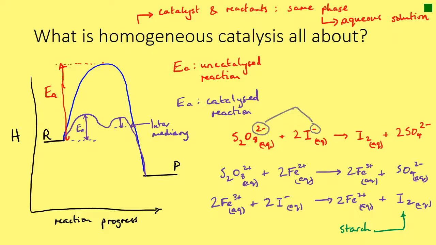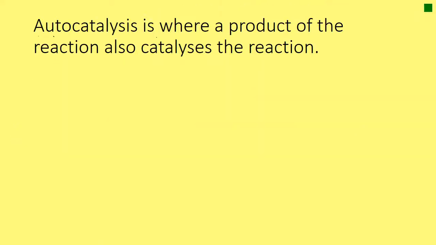Okay, so that's the first example of homogeneous catalysis. On the next slide, we're going to do another example of homogeneous catalysis, but it's also an example of autocatalysis. Yes, here we have it. Autocatalysis is where a product of the reaction also catalyzes the reaction.